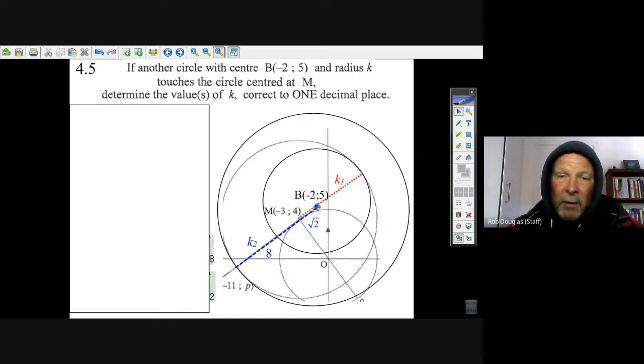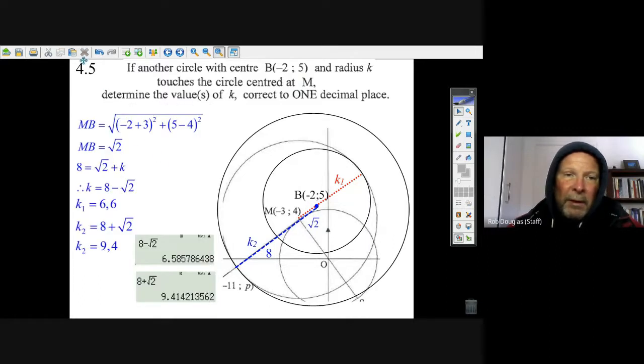There's a small circle where you just go out this amount, we'll call it K1, from here to here. And then there's one where you go out this whole distance here, and that would be the radius of the bigger circle. Okay, well, this is how I did it. The first thing you have to figure out in this picture, from (-3, 4) to (-2, 5), is a distance. I put that in the distance formula, MB, and it gives you √2. Now, I can use this both times.